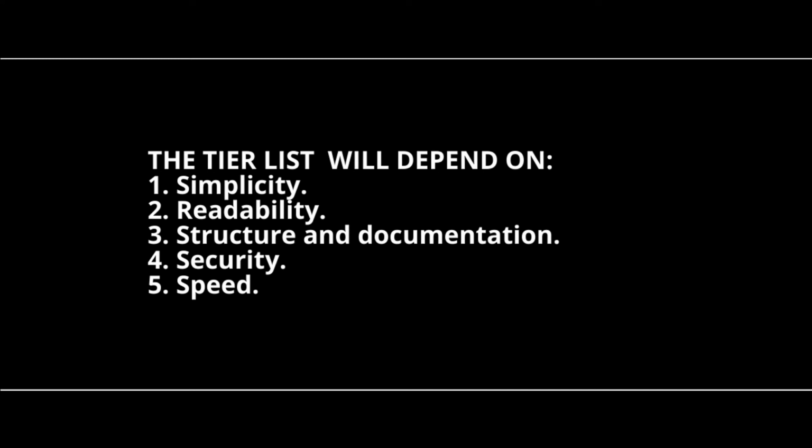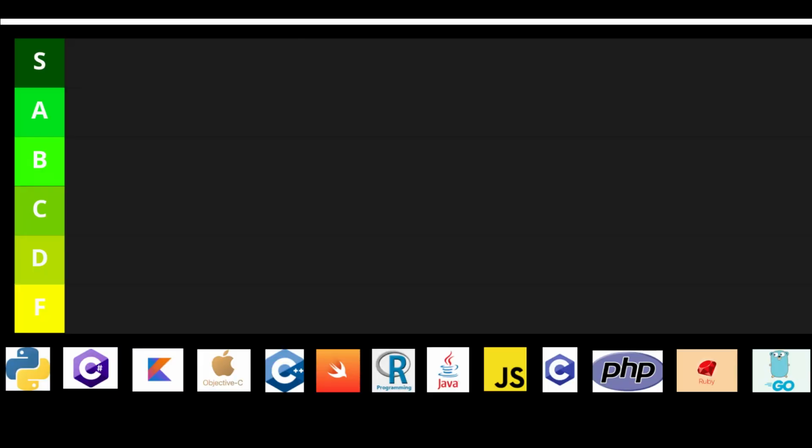Let's get started. The tier list will depend on number 1 simplicity, number 2 readability, number 3 structure and documentation, number 4 security, number 5 speed. The programming languages which are excellent will be in the S column and the worst programming language will be in the F column. The rest of the programming languages will be in the rest of the columns according to their impacts. Now we have Python, C#, Kotlin, Objective-C, C++, Swift, R, Java, JavaScript, C, PHP, Ruby and Golang.